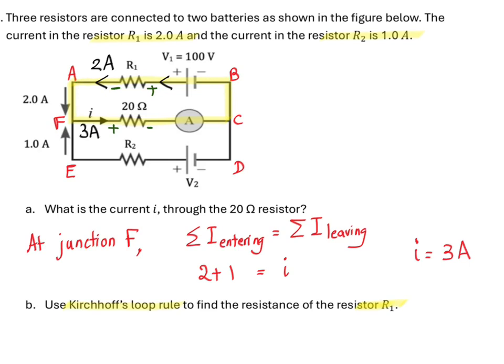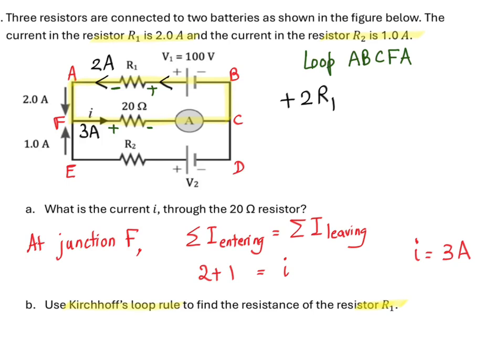I will also label the current I, which we found in part A, which is 3 ampere. Now we'll write the loop name A, B, C, F, A so that it helps us to travel along the loop. From A to B, I have got 2 components: one is the resistor and one is the cell. For the resistor, when I cross it in the direction of AB, I reach the positive side of the resistor. So I'll write positive 2 times R1.